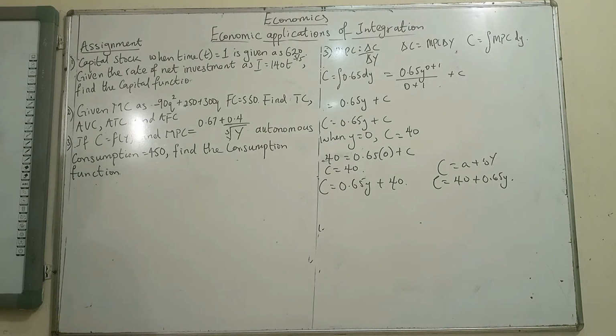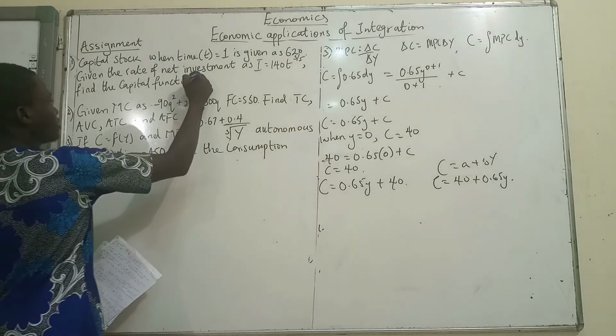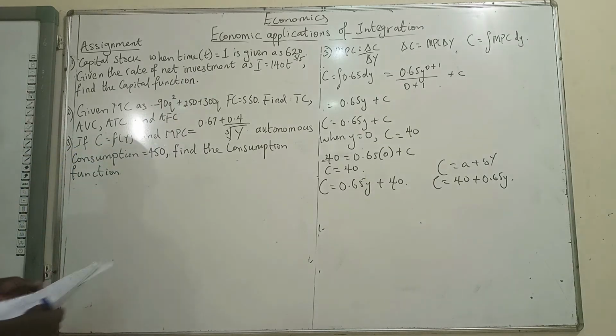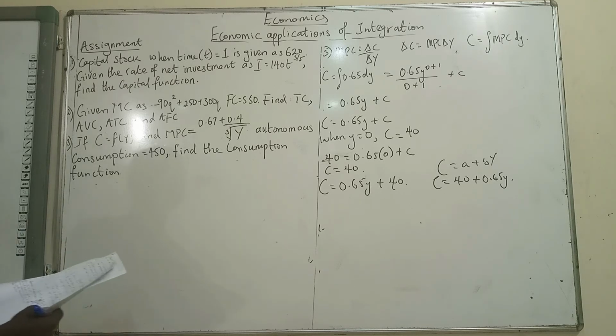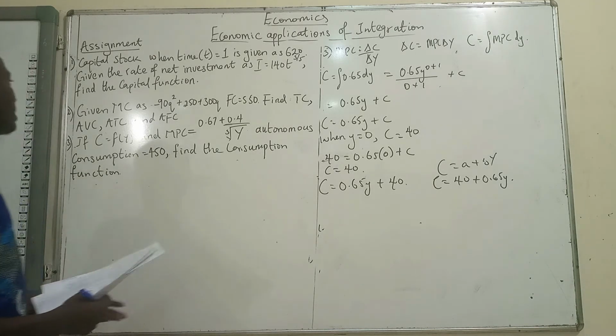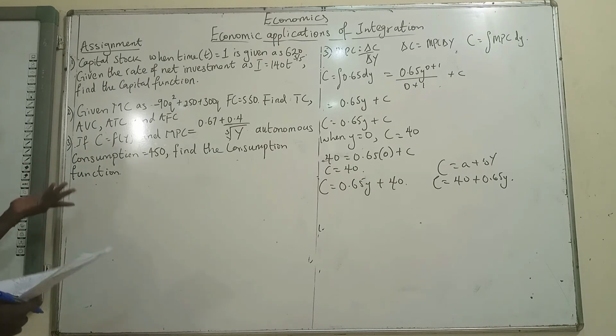Number 1: capital stock when time t equals 1 is given as 620. Given the rate of net investment as I equals 140 t raised to 3 over 5, find the stock of capital function. Then number 2: given marginal cost as minus 90Q squared plus 250 plus 300Q, fixed cost equals 550, find the TC, AVC, ATC, and AFC functions.